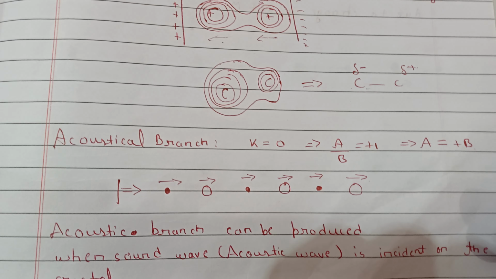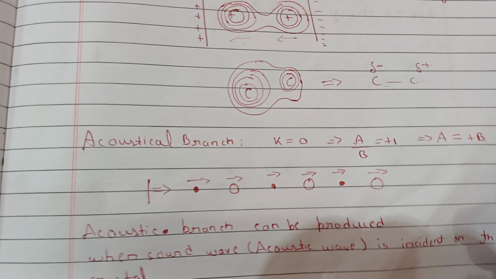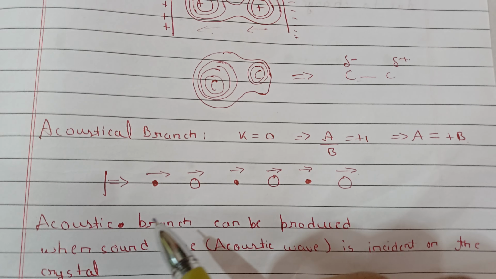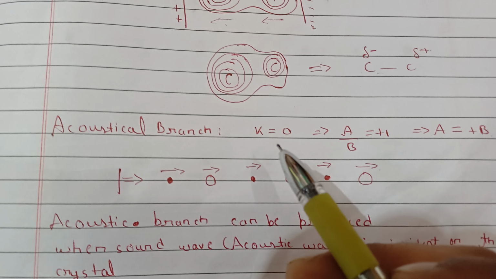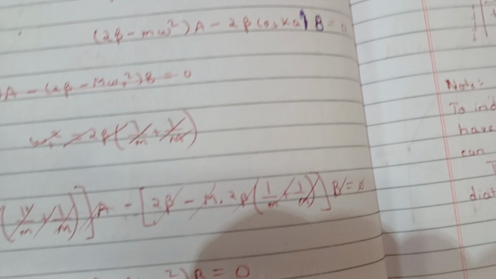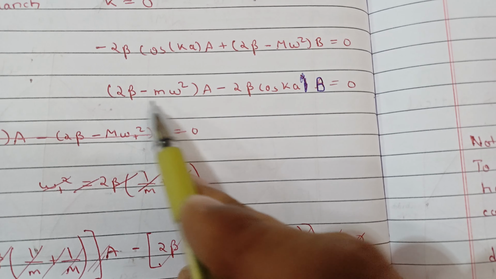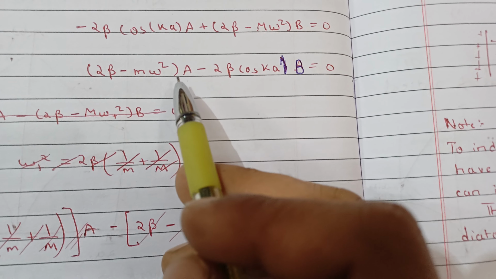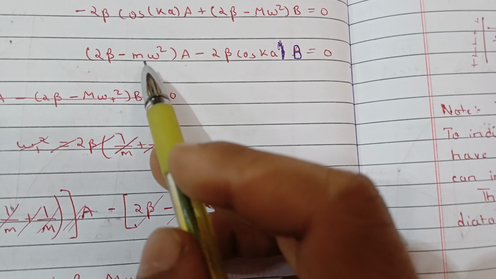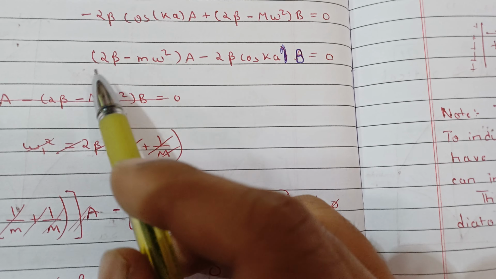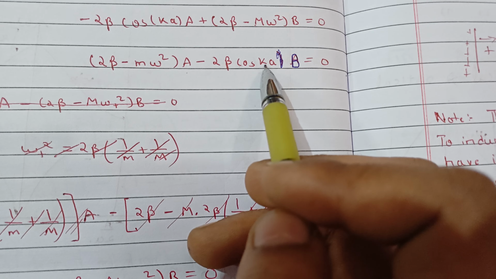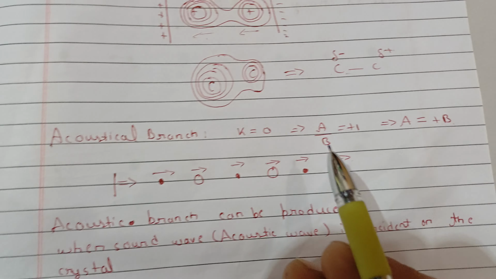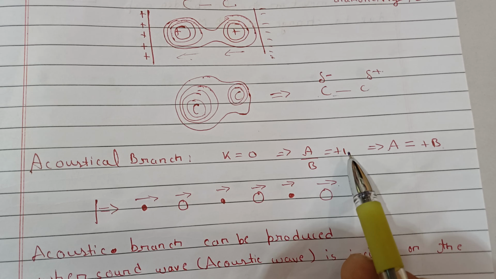Now what is the acoustical branch? We just studied the meaning of the optical branch. Now let's see the acoustical branch. When k equal to 0, just try to solve this equation, the second one. And what you will get when k equal to 0 for the acoustical branch, omega is 0. Omega is 0. Then you just solve this. This will give us 1. Then a by b you will find equal to 1. You will find this equation, a by b equal to plus 1.